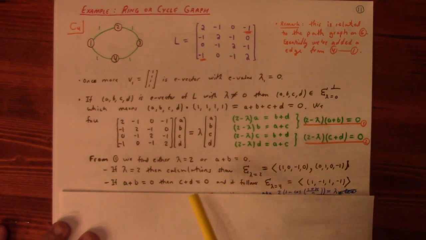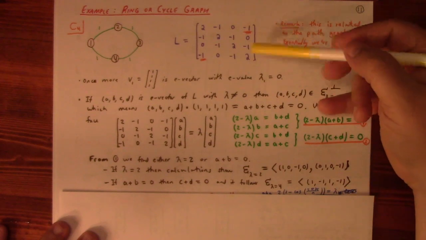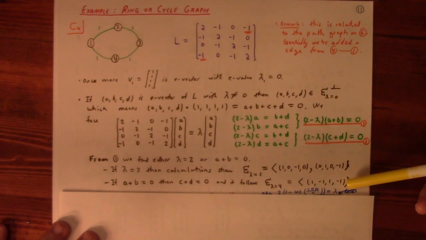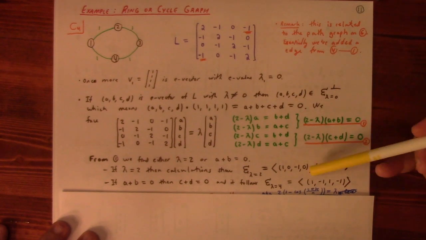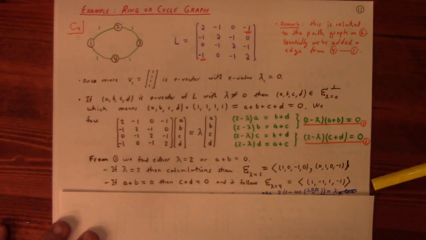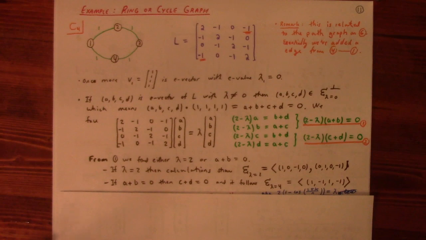The other possibility, a plus b equal to 0, also forces c plus d equal to 0. And so lambda equals 4 ends up happening there, and you get this vector (1, -1, 1, -1). Again, if you take that up here, you can easily see that you get the vector (4, -4, 4, -4) from multiplying this on that, which corresponds to the fact that that's an eigenvector with eigenvalue 4.